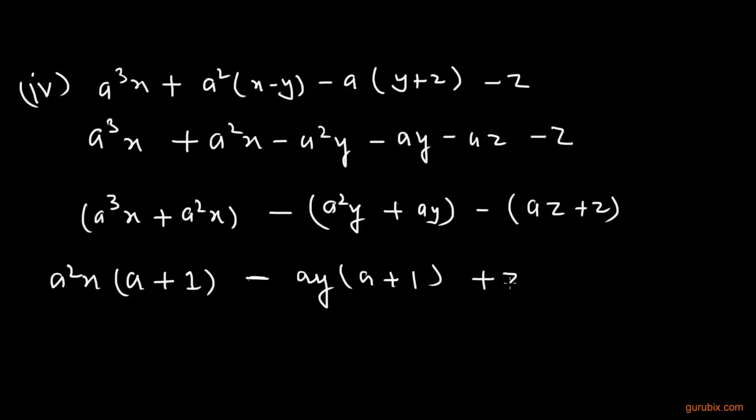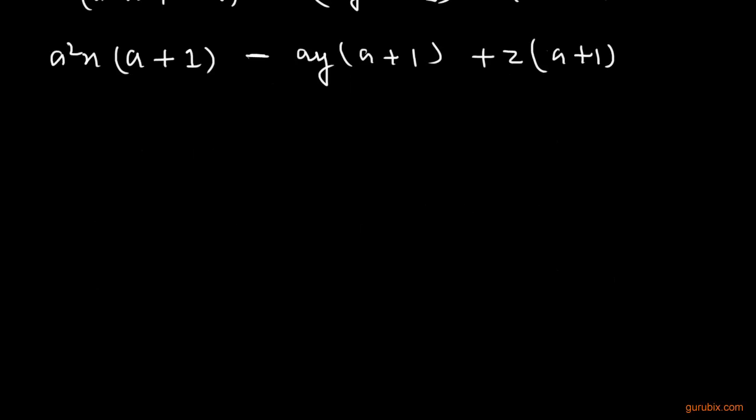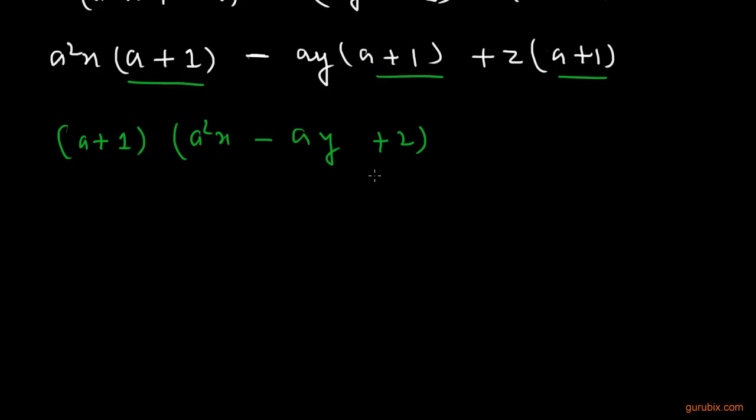Same as we can take common z from these two terms of the bracket. We get a plus 1 in the bracket. Now we can take common a plus 1 from these three terms. We get a plus 1, and here is a square x minus ay plus z. So this is the factorized form of the given algebraic expression.